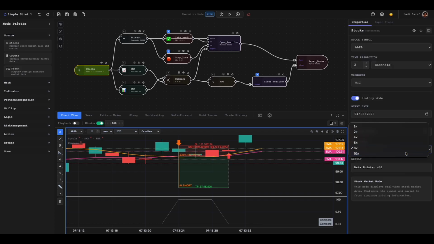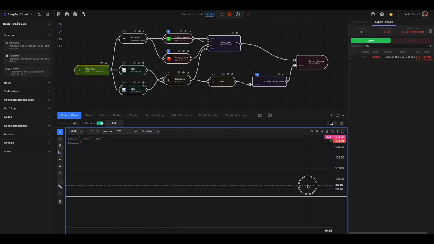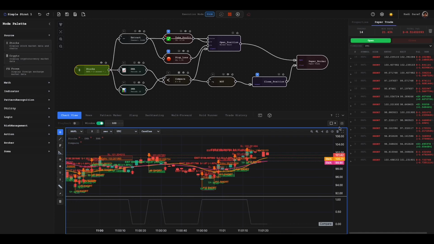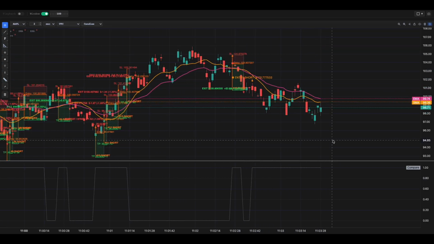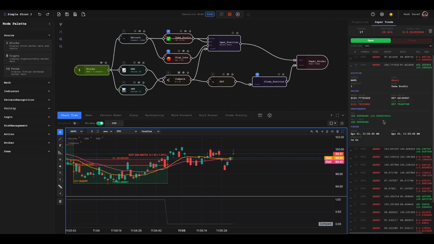Backtest to prove the edge. Walk forward to verify it's real. Paper trade to trust it under live fire. That is how Traderoid takes you from raw idea to absolute market confidence.